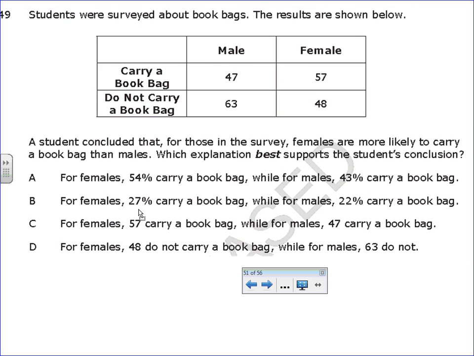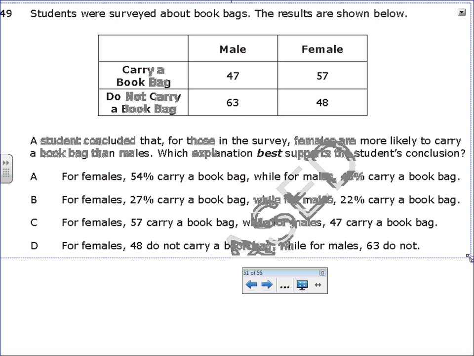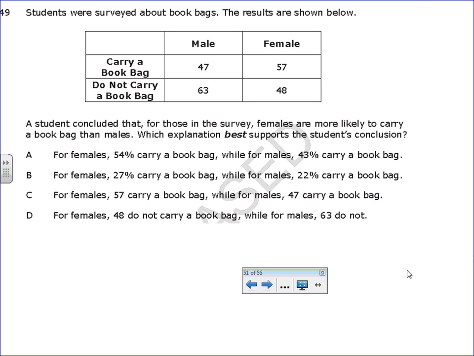Slide that over. Make it a little smaller. Okay. A student concluded that those in the survey, females, are more likely to carry book bags than males. Which explanation best supports the student's conclusion? Okay. So what I'm focusing on is it's saying that they want to prove that females are more likely to carry a book bag than males.